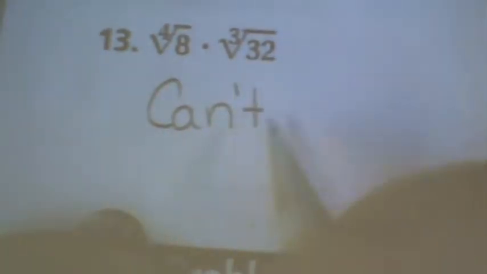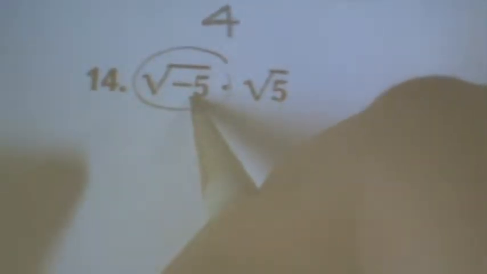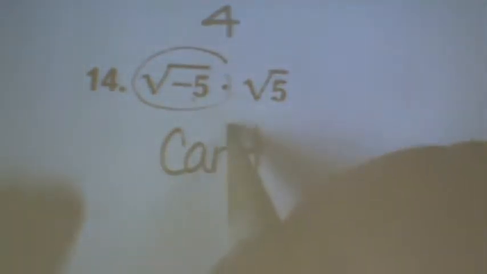Next. 4th root of 8 times the cube root of 32 can't be done because these have different indexes. 4th root and 3rd root, can't do it. This one can't be done because you can't take the square root of a negative number. We said that we are not using imaginary numbers, so we can't do this one either.